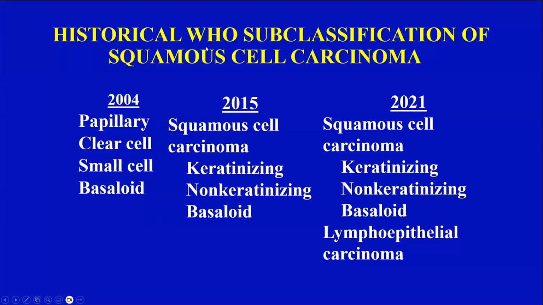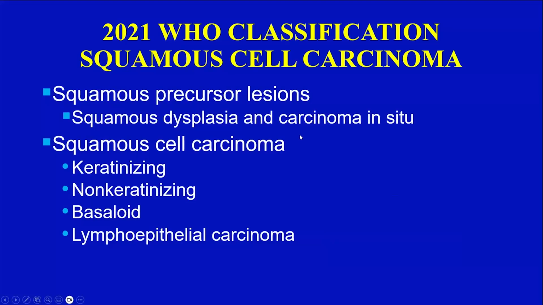So I'm going to now talk about squamous cell carcinoma briefly. Squamous cell carcinoma classification has evolved considerably in WHO classifications from 2004, where we had papillary, clear cell, small cell, and basaloid, to 2021, where we have keratinizing, non-keratinizing, basaloid and lymphoepithelial carcinoma.